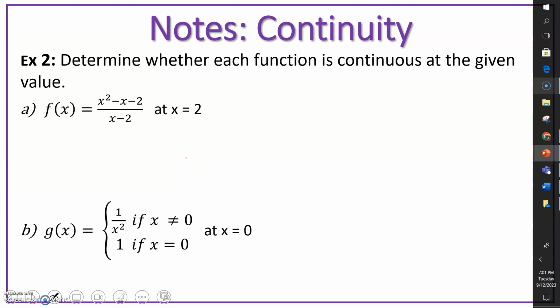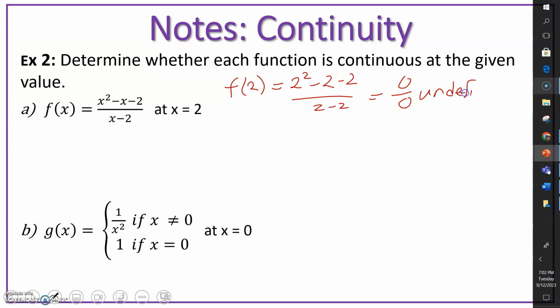Determine whether each function is continuous at the given value. So let's check. Condition 1, is f of 2 defined? We have 2 squared minus 2 over 2 minus 2, which is 0 over 0. That is undefined. Therefore, not continuous at x equals 2.